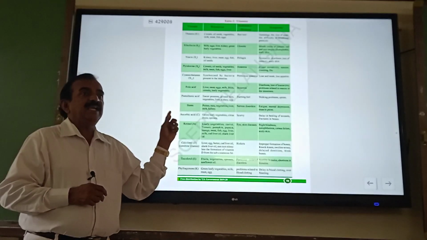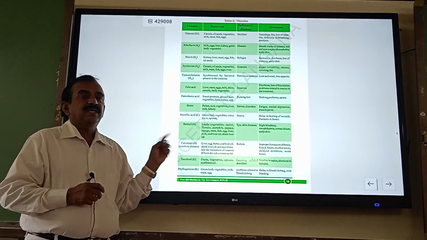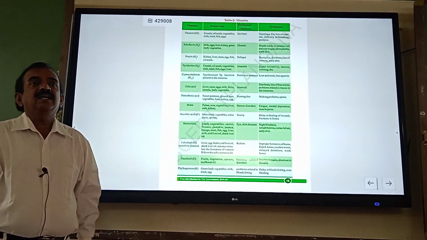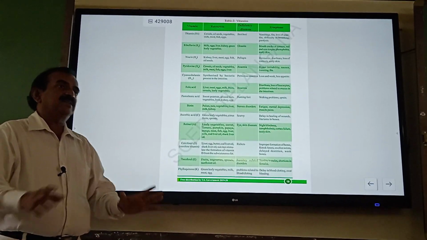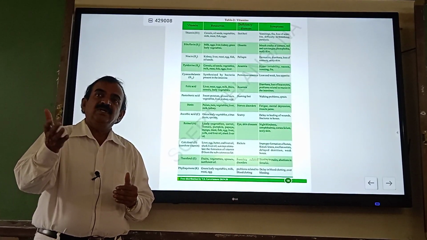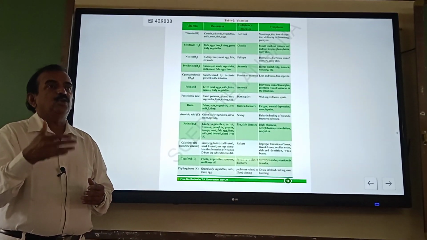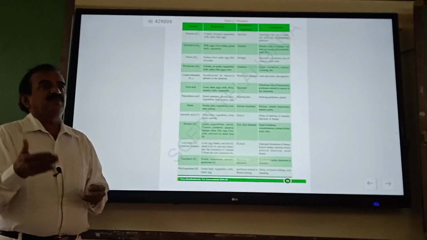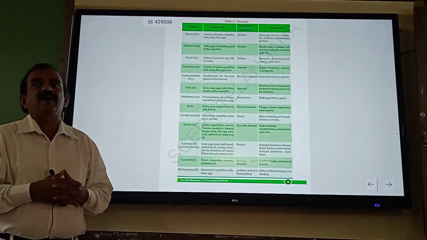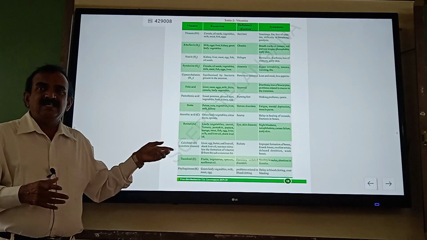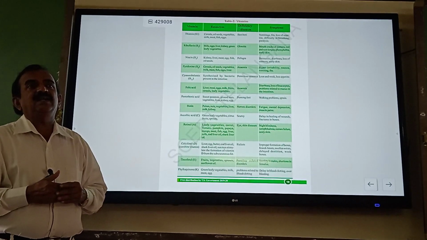Fat soluble are A, D, E, K. A, retinol. D, calciferol. E, tocopherol. K, phylloquinol. So these 4 vitamins are what? Oil soluble, fat soluble vitamins. So vitamins are how many types? 2 types: water soluble and fat soluble. Water soluble are B1, B2, B3, B6, B12, folic acid, pantothenic acid, biotin, ascorbic acid. Next, A, D, E, K, retinol, calciferol, tocopherol, phylloquinol, they are called fat soluble.